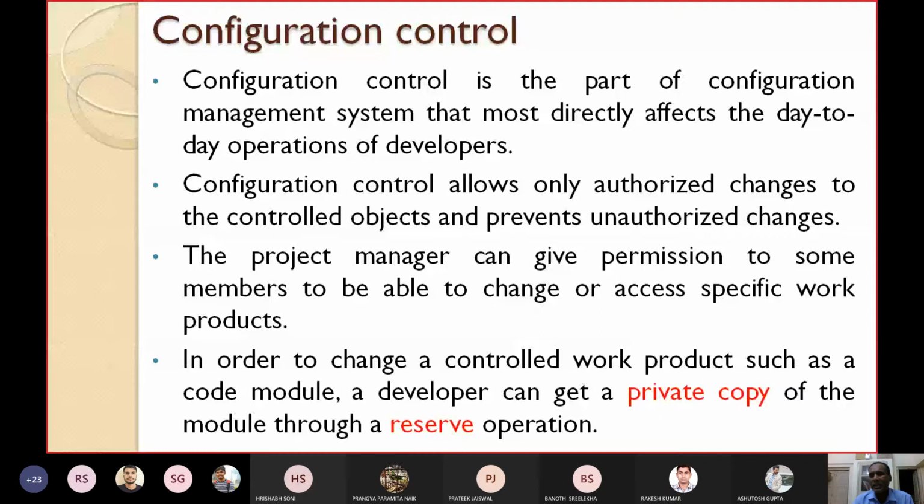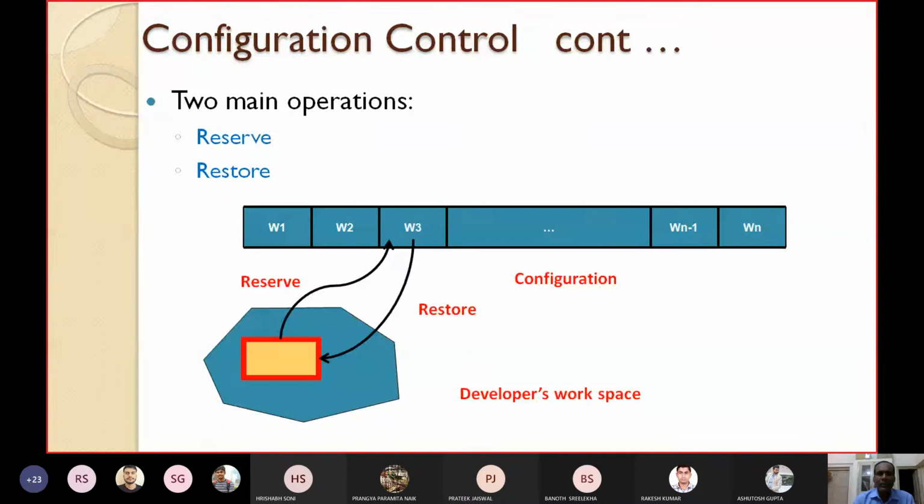So in that way, the inconsistency problems due to concurrent access can be avoided, which we have already discussed in the last class. So in order to change a controlled work product, such as a code module, a developer can get a private copy of the module, not the original copy, not the master copy of the module. How? Through an operation called the reserve operation. So let me explain how the configuration control takes place so that all the problems like unauthorized access and problems due to concurrent access can be avoided.